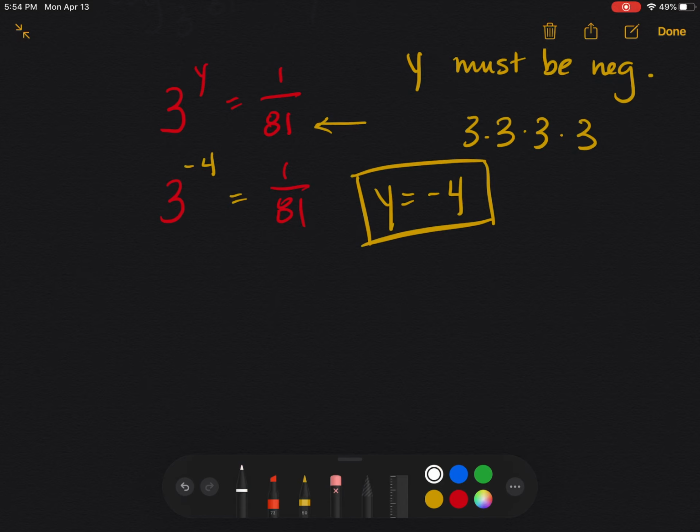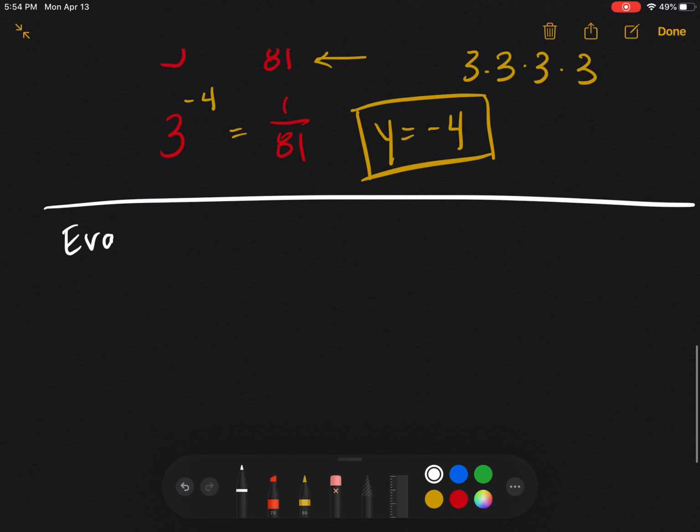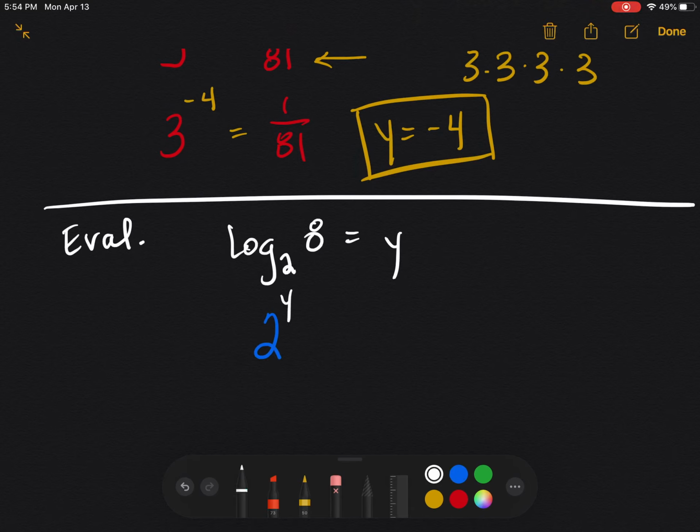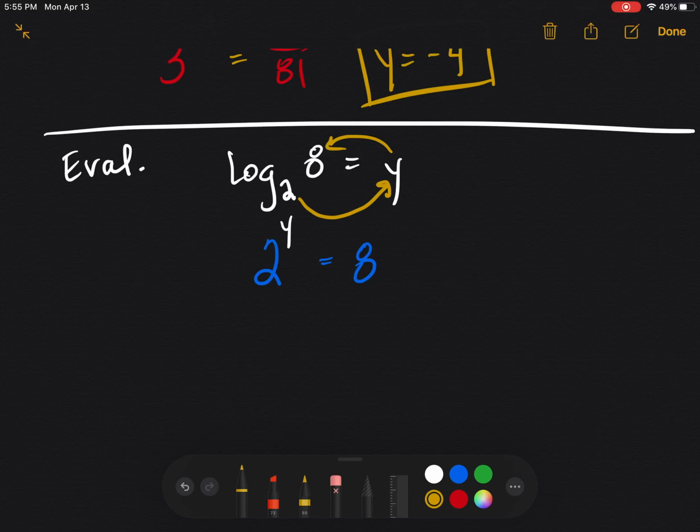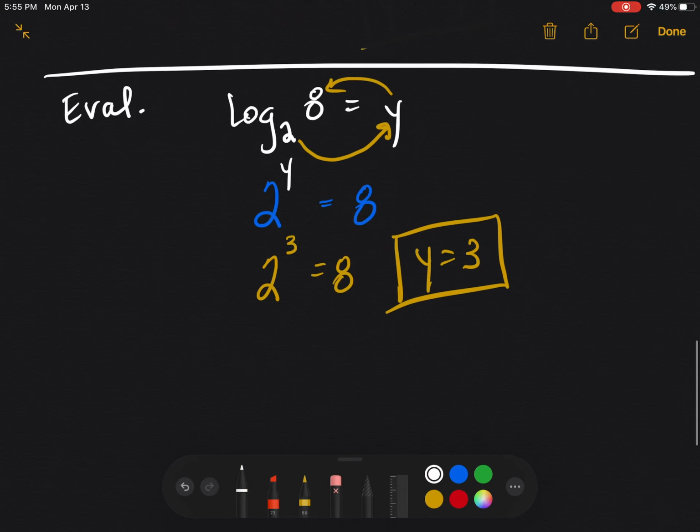Let's see if we can get you another example here before I let you try it on your own on the homework. Let's evaluate log base 2 of 8. Well, what is that going to equal? Let's put it into exponential form. 2 to the y equals 8. 2 to what power equals 8? That's how you have to think. And you can figure that out. 2 times 2 times 2 is 8. Therefore, 2 to the third power equals 8, and y equals 3. That's your answer.